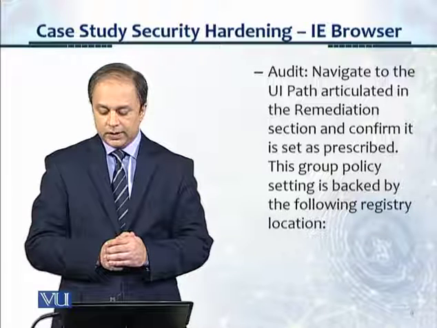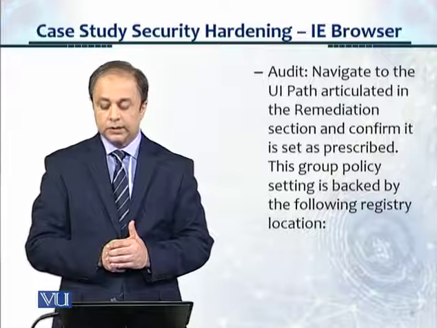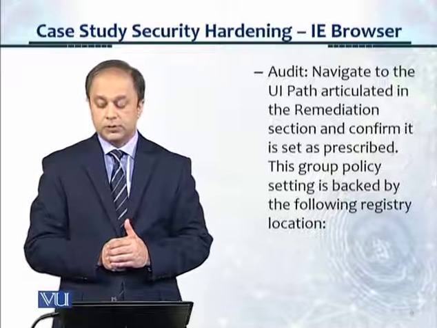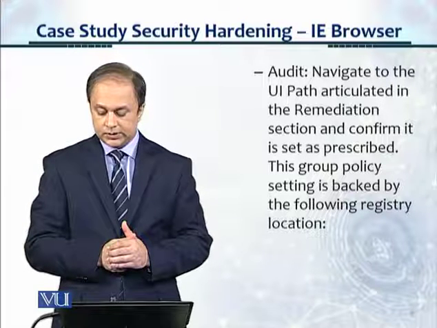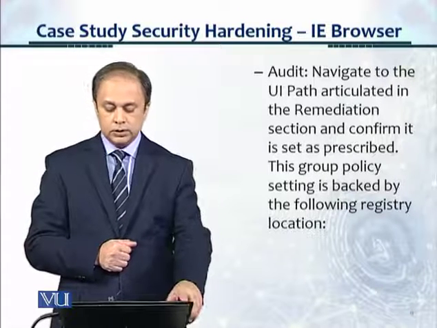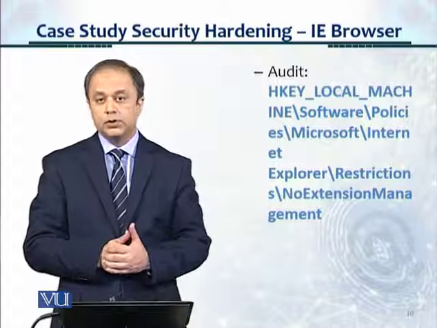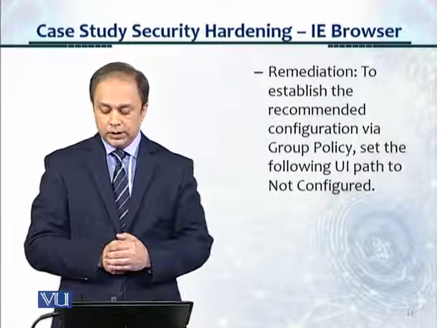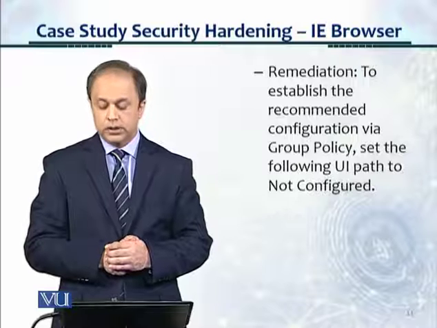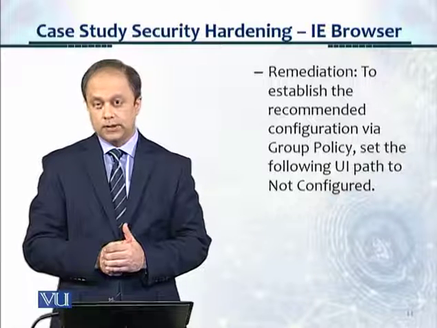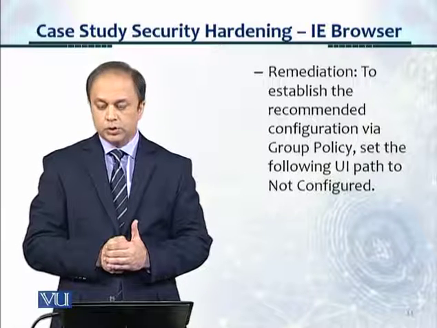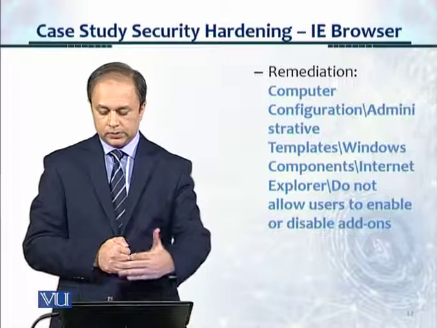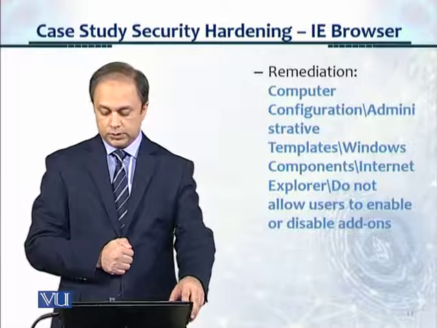Under audit, navigate to the UI path articulated in the remediation section and confirm it is set as prescribed. This group policy setting is backed by the following registry location, and we have a registry location here. And under remediation, it's telling us to establish the recommended configuration by a group policy. Set the following user interface path to not configured. And it's giving us the path here, which you can set.